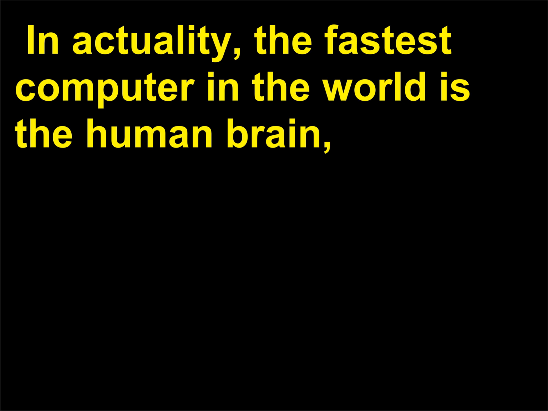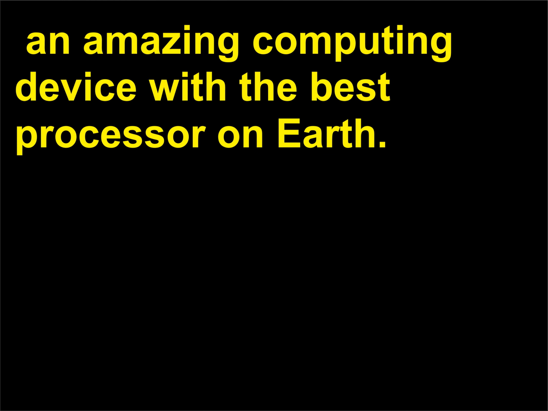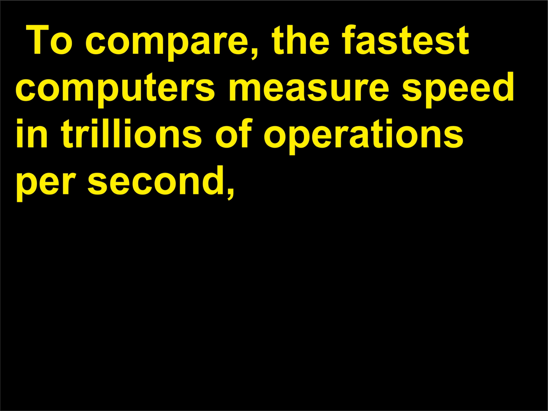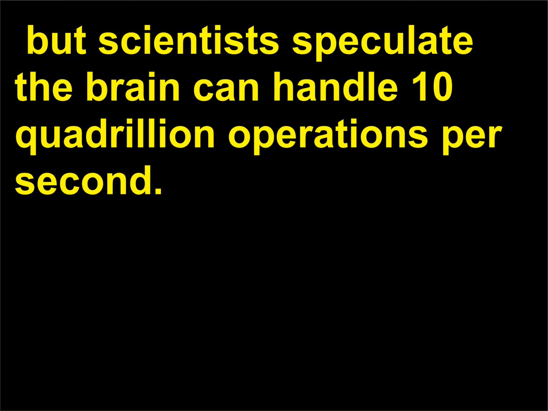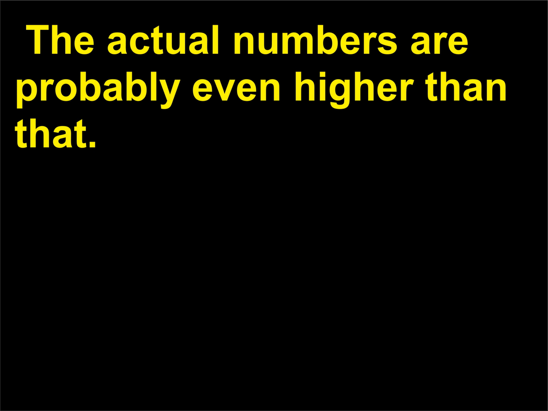In actuality, the fastest computer in the world is the human brain, an amazing computing device with the best processor on Earth. To compare, the fastest computers measure speed in trillions of operations per second. But scientists speculate the brain can handle 10 quadrillion operations per second. The actual numbers are probably even higher than that.